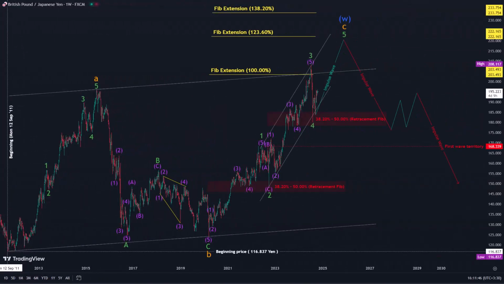We will also examine the pound sterling to Japanese yen from the weekly chart perspective. Since the beginning of September 2011, it has shown a bullish trend, similar to the previous two currencies we analyzed against the yen. I have identified Wave A as an impulse pattern, Wave B as a classic zigzag, and Wave C as another zigzag pattern.